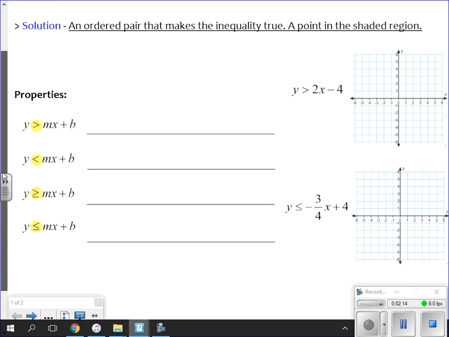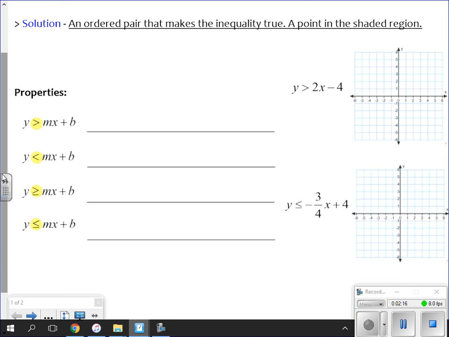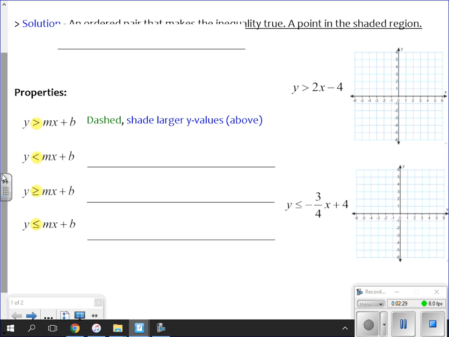Okay, so what we're going to be doing is graphing linear inequalities. Instead of y equals, for example, instead of y equals 2x minus 4, it's going to be y is greater than 2x minus 4. Almost exactly the same thing. Now, there are a few properties we need to talk about here.